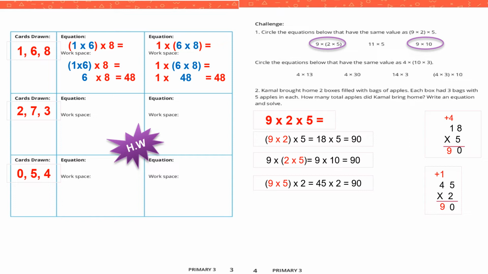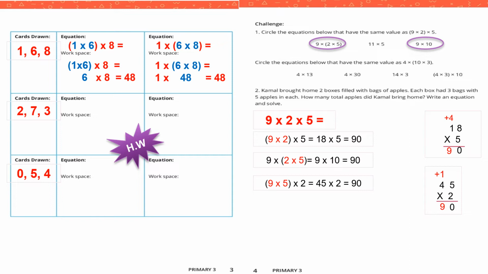The second question, he has here 4 times 10 times 3. He wants to know which of these choices equals the same product, or gives me the same value. Here we have 4 times 10 times 3.